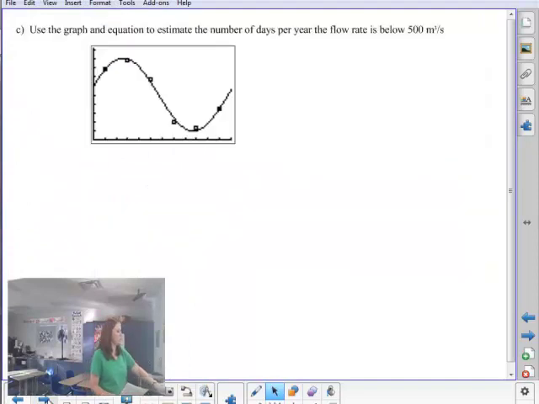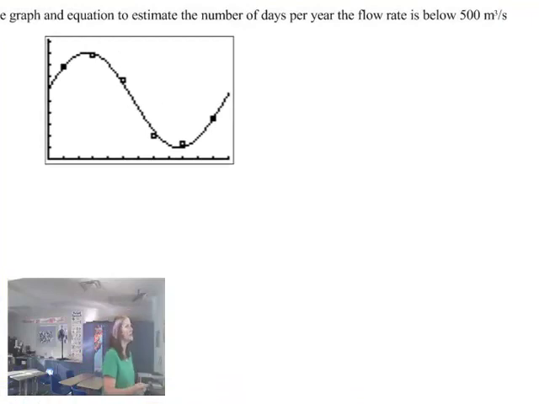I think I might have one more question here. All right, last part of the example, letter C. This time we're going to use the graph and the equation to estimate the number of days per year when the flow is below 500. Okay, below 500. So where's 500? First of all, the flow rate is graphed on the y-axis here. Okay, this is my rate.